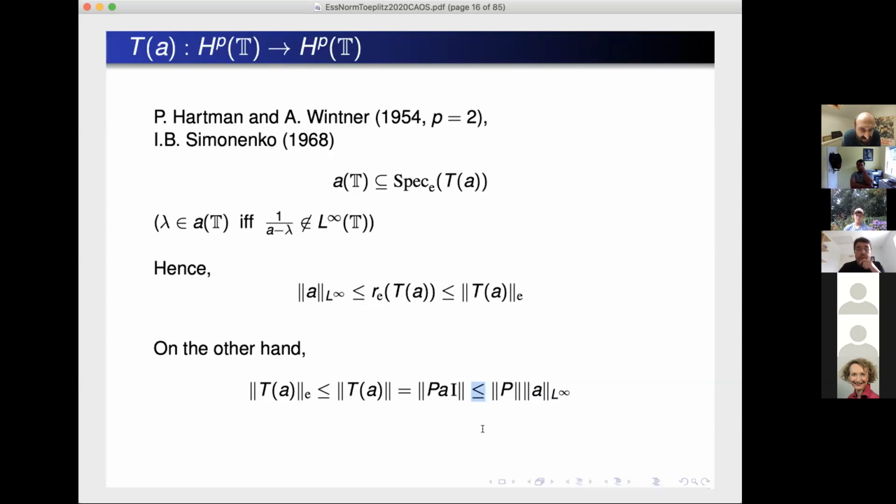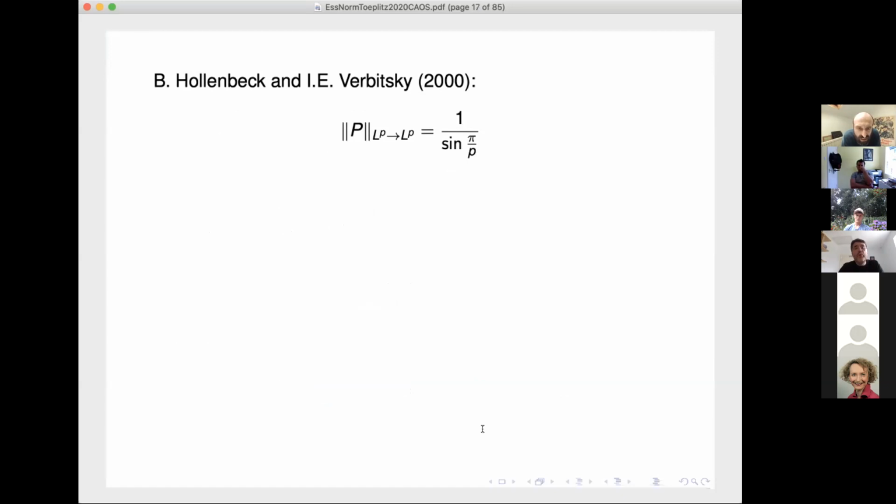So in the right-hand side, you have the norm of the Riesz projection. So what is this norm? The norm is known, it's 1 over sine of pi over p. But it's surprising how recent this result is.